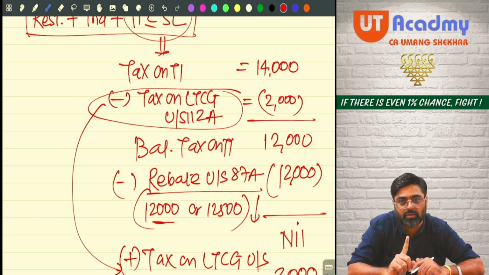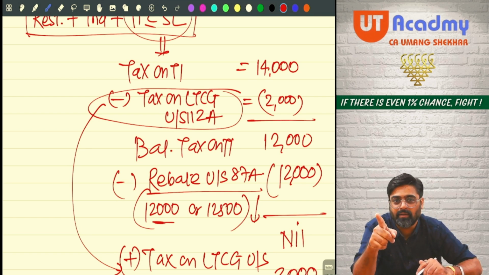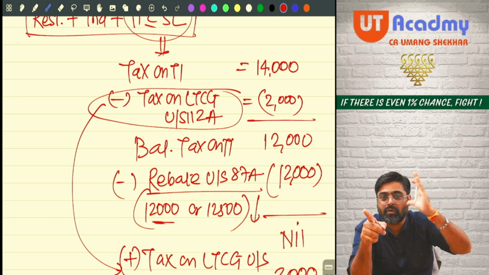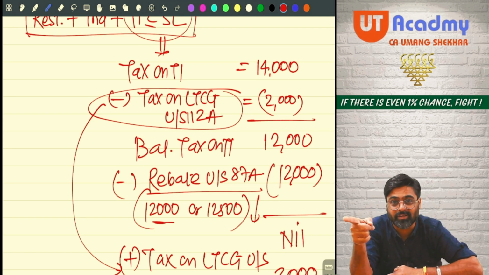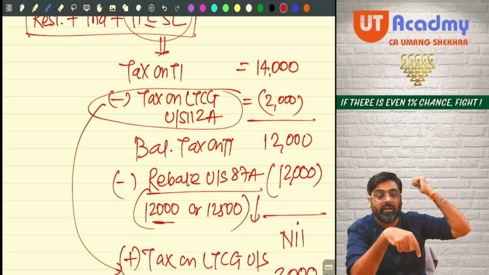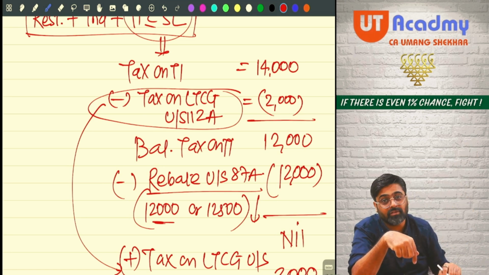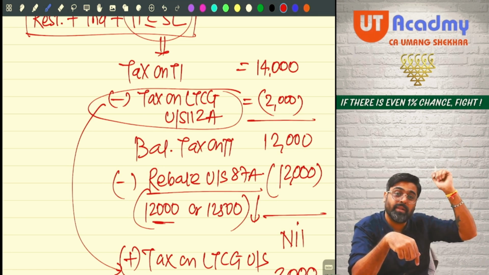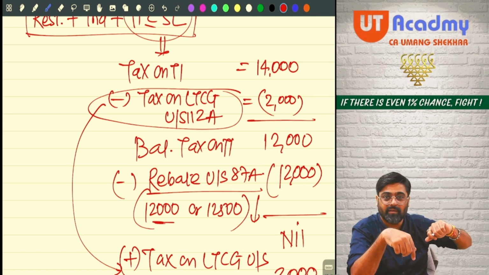I hope you understood. Now wait. This is the calculation of rebate if you shift out of 115BAC. That means you are under normal scheme. But what if you don't shift out, you remain in 115BAC, then will you still get rebate? Yes. What will be the amount of rebate? How much rebate you will get? Understand?